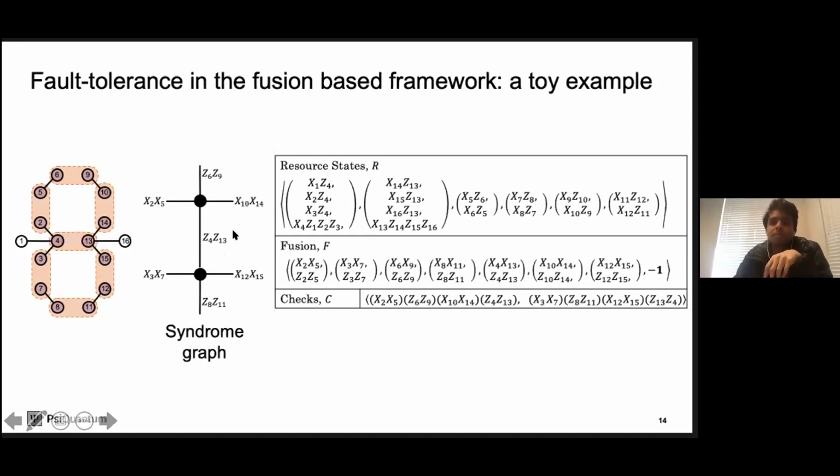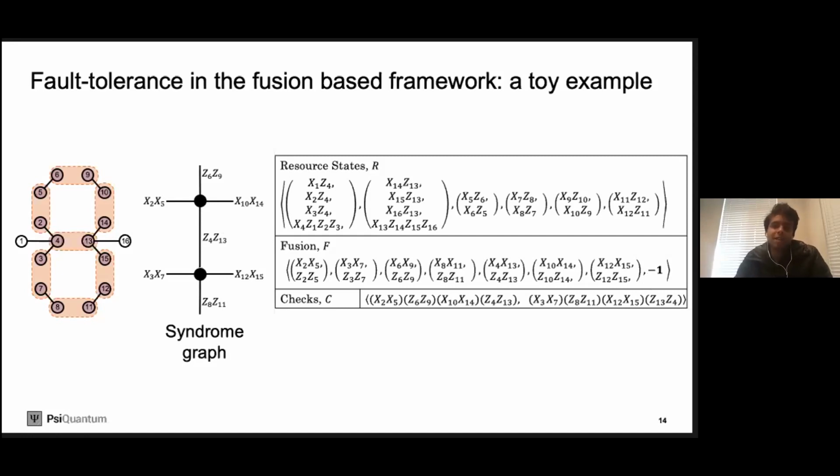If the product of the measurements around the check is -1, we say that the syndrome lights up, and this information can be used by a decoder to determine the error class of a set of measurements. For example, if we find that both these syndromes light up, then it's quite likely that this measurement, Z4 Z13, was the one that was erroneous.